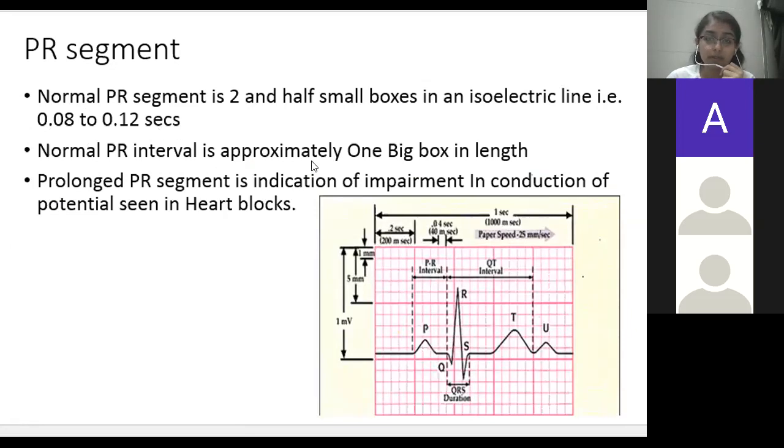Normally the PR interval is approximately, the PR interval, okay, not the PR segment. The PR interval, that is start of atrial depolarization to start of ventricular depolarization, is usually one big box, because the P wave is 2.5 boxes and the PR segment is 2.5 boxes, so it makes one large big box.